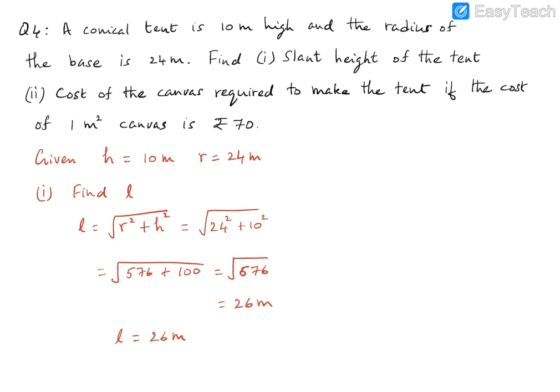So let's do the second part of the question. For the curved surface area, the formula is pi r L. L is the slant height, which we have already calculated here. So to find the cost of the canvas, we will first find the curved surface area and then multiply the curved surface area with the cost per square meter. So let's do the second part of the problem. So we want to find the curved surface area first.